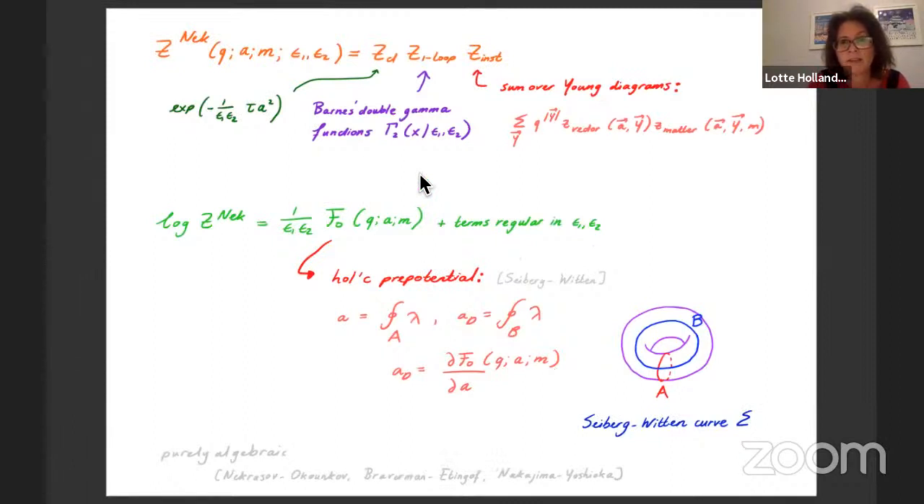So one of the important features of this Nekrasov partition function is if you take its log and you consider it in the limit where epsilon1 and epsilon2 are small, then there is a singular contribution, which again goes with a factor proportional to the equivariant volume of R^4, but then times a function that I've called F0 here, which is known to be the holomorphic prepotential. So this is an object which characterizes a four-dimensional N equals 2 theory in the infrared.